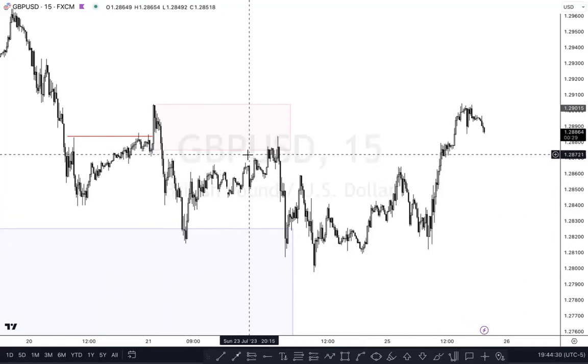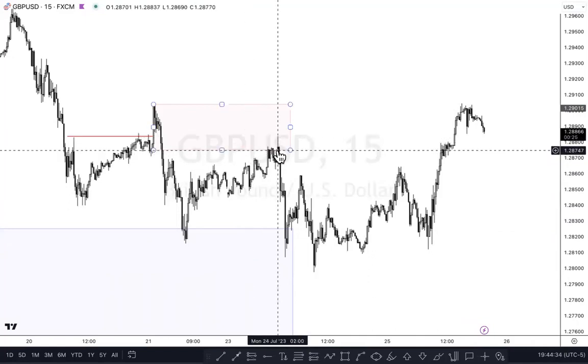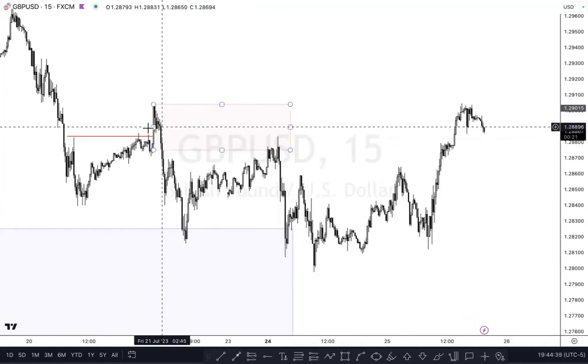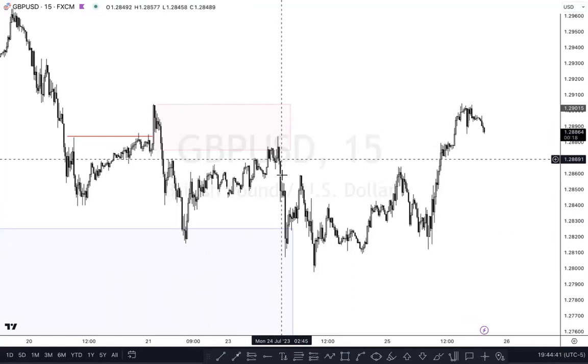So GBP, right, Great Britain, Great British Pound. So this happens during London session. London session is more volatile in Europe. So the pound's going to move a bit more. And here's where it goes down.